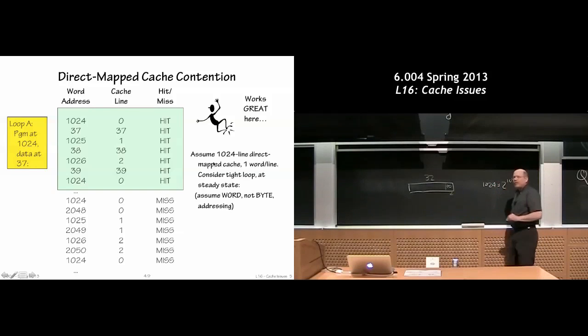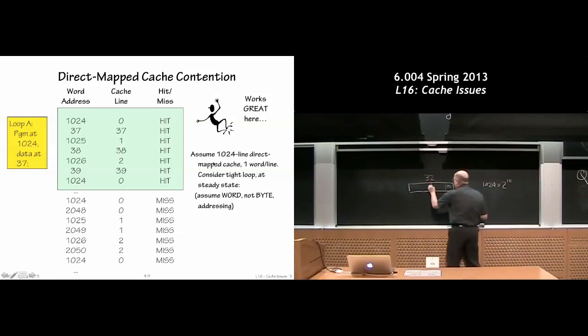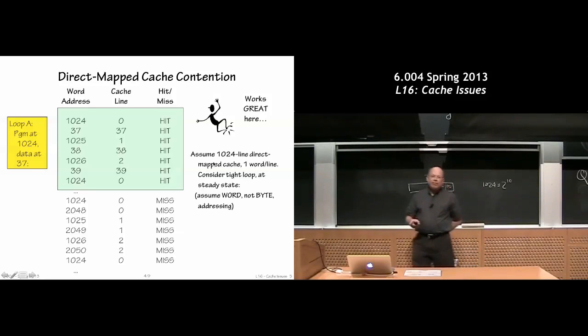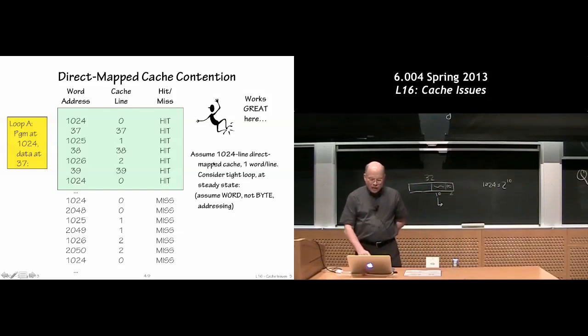It's 2 to the 10th. Yes, these 10 bits right here are the index into the cache. So what we really want to do is to take the word address mod 1024, right? And so that's why address 1024 maps to cache line 0, and address 1025 maps to cache line 1.